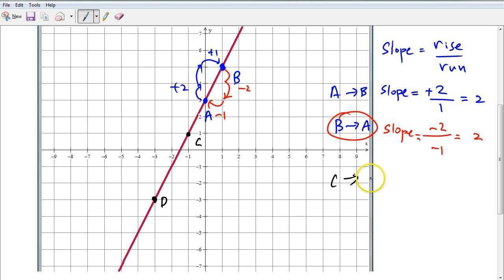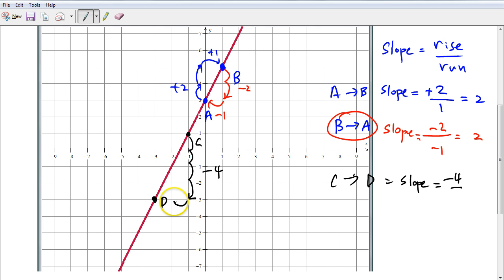To go from C to D now, my slope. So to go from C to D, I have to go down how much? 1, 2, 3, 4. So if I go down 4, what is that, guys? Negative 4. So I get negative 4 over.